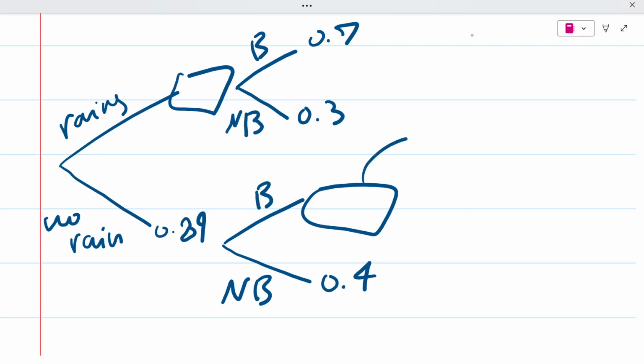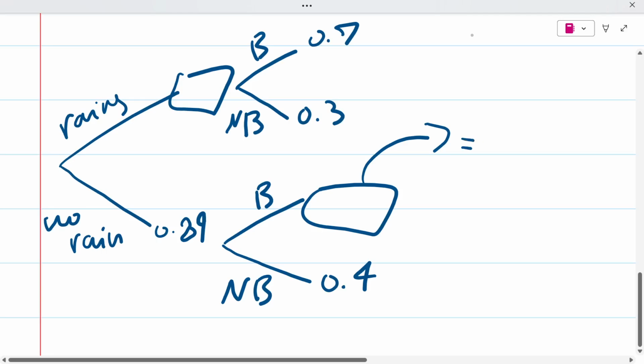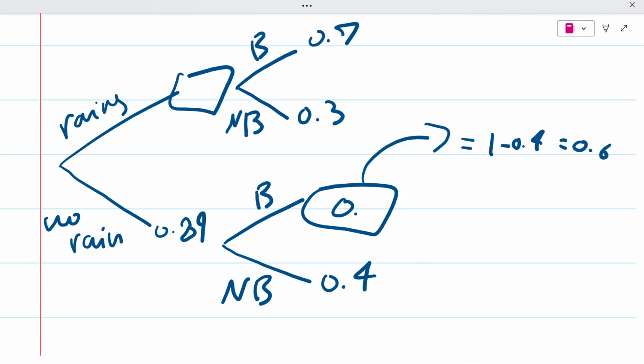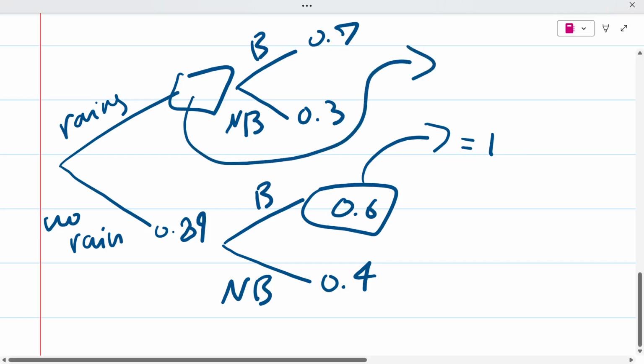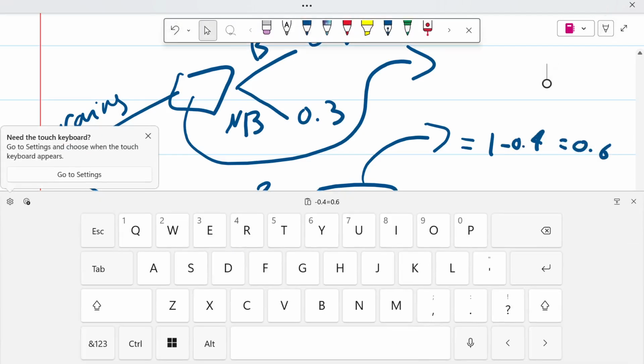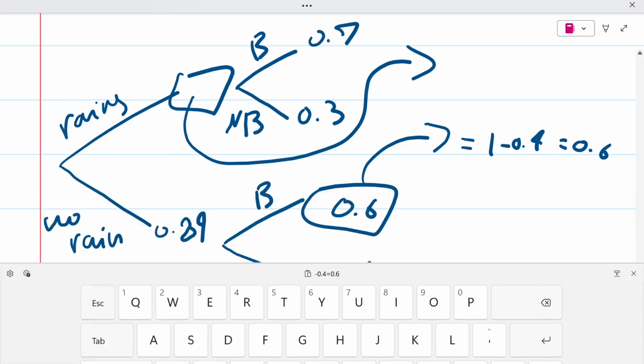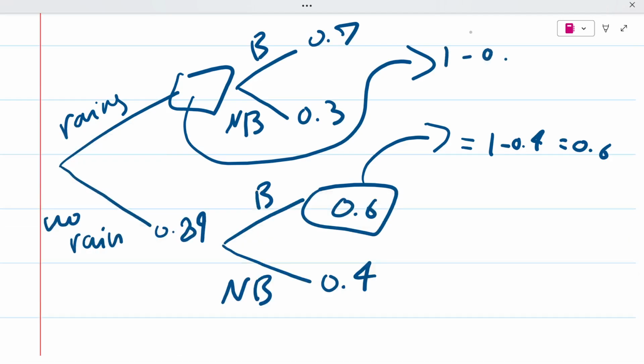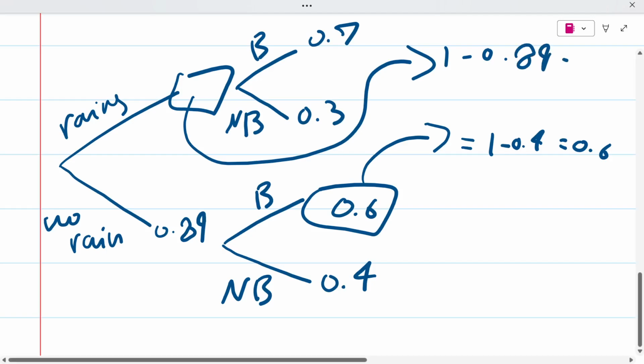In order for you to find this box, this box is equal to 1 minus 0.4. That gives you 0.6. You know, you filled it up. This is exactly what you're going to do with the first box as well. Now look, 1 minus 0.89, and that gives you 0.11.